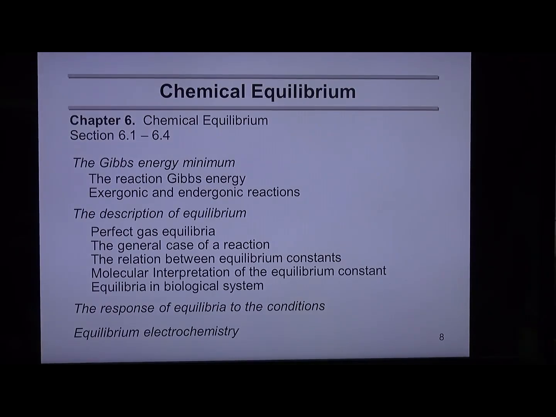Alright, Chapter 6, Chemical Equilibrium. We've reached the final chapter. And Chapter 6 is not so long compared to other chapters, so we can finish it quickly. This chapter basically deals with chemical reactions and applies all the thermodynamic knowledge we have learned up to Chapter 5 to chemical reactions.